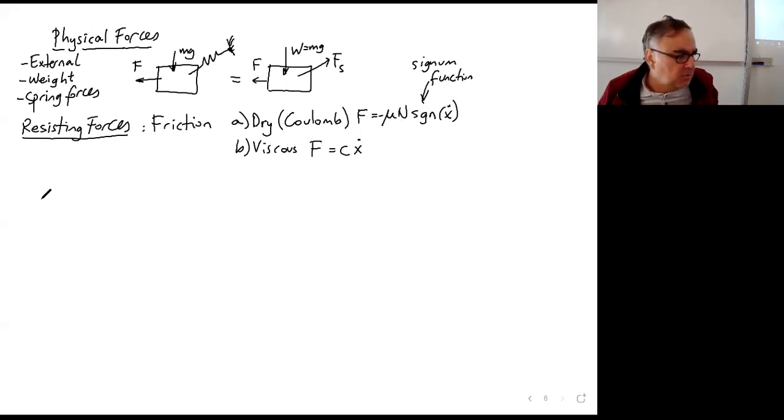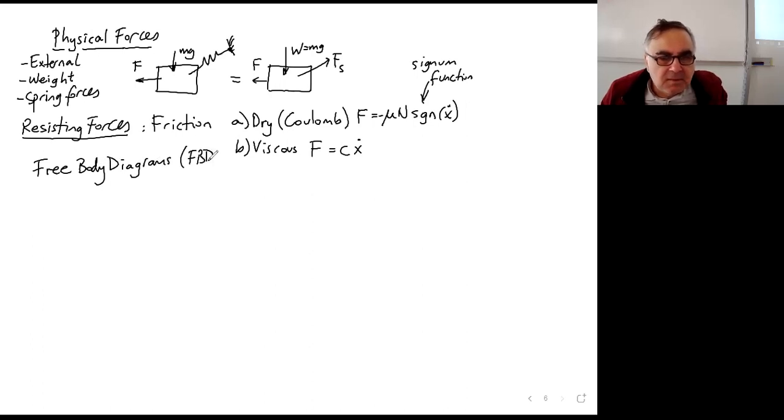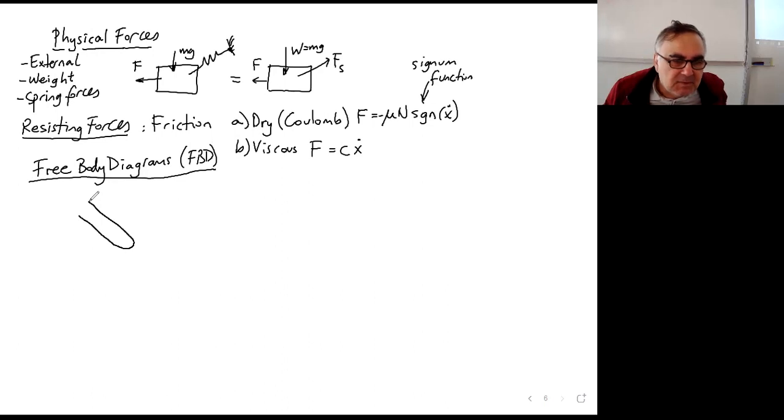So what do we do with all these forces? We draw the so-called free body diagrams. This is essential in static and dynamic analysis. What we do is replace the joints and the external members by forces in the free body diagram. Let me give you an example here. Let's say that we have a prismatic joint and a revolute joint on a member like this one.